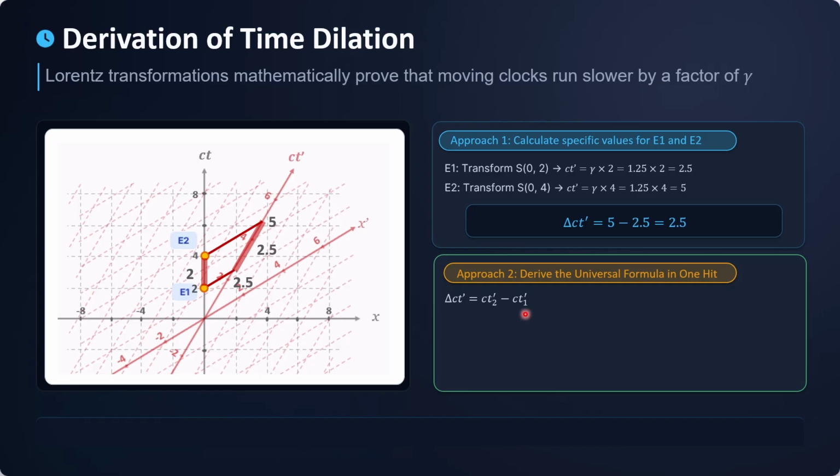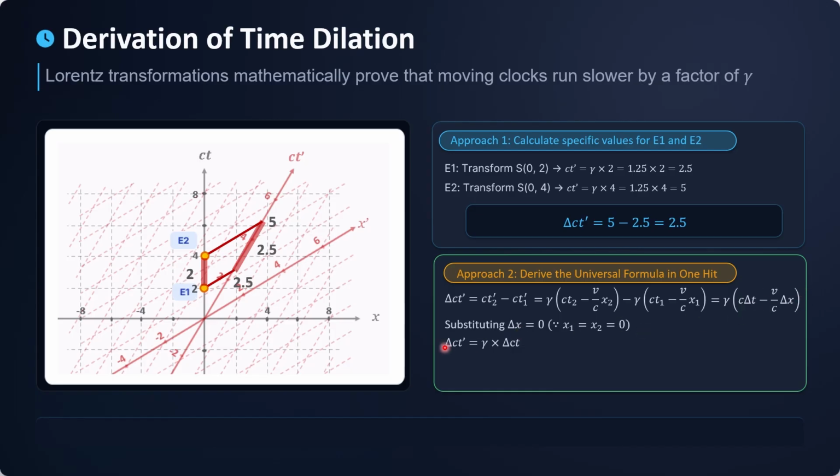Using our Lorentz transformation, this expands like this, and calculating this part, it's gamma times c delta t minus v over c times delta x. Since both events happened at the exact same location on Earth, x1 equals x2, which means delta x equals 0. Substituting delta x equals 0 cancels out that second term completely. And look at what remains.